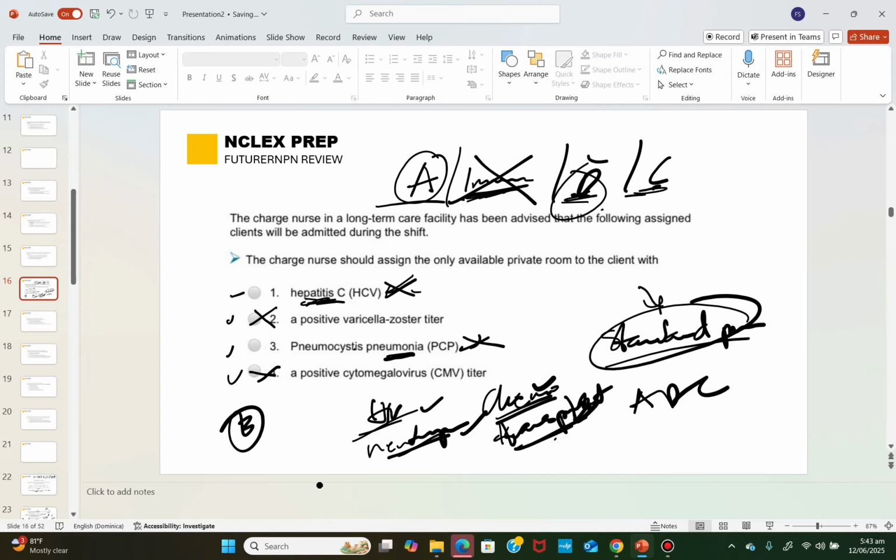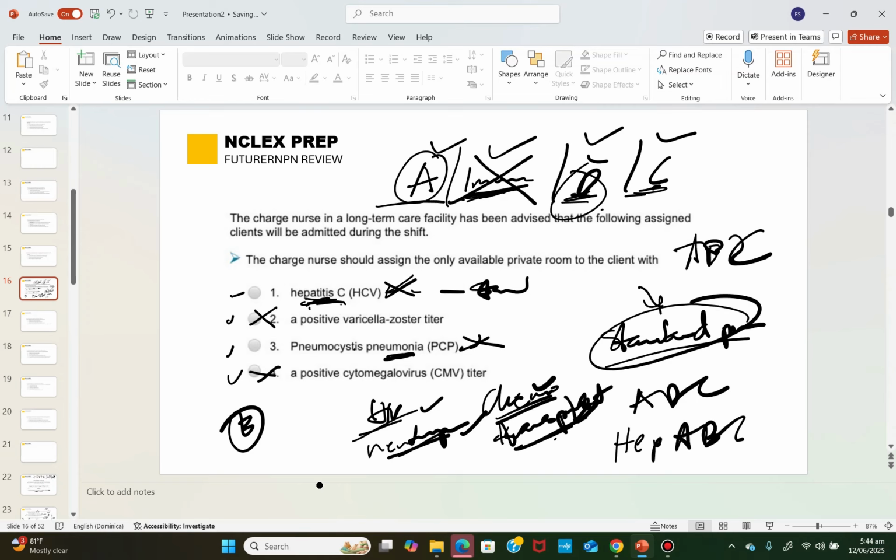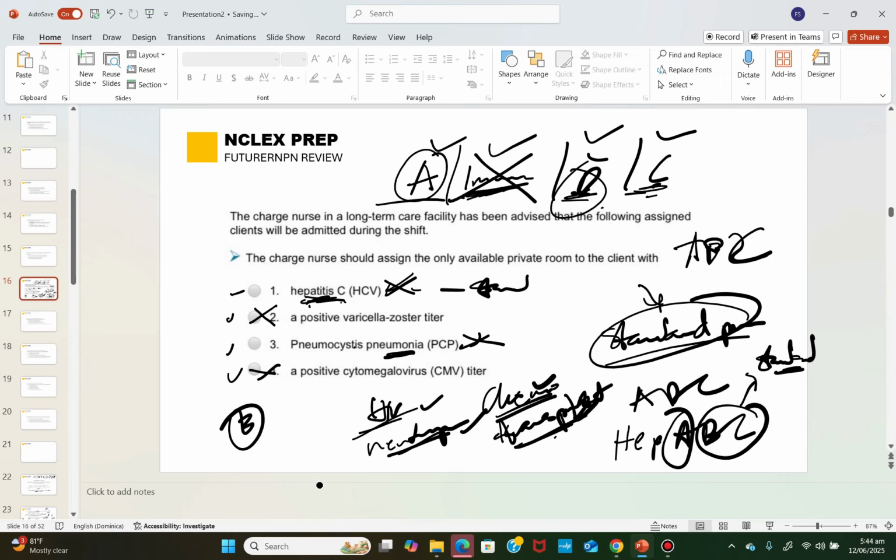What is hepatitis C? Hepatitis C is a standard precaution. Hepatitis C is not related to airborne, immunocompromised, droplet, or contact. We have a top priority on the NCLEX exam, which is hepatitis A, B, and C. B and C are standard precaution. Remember that. B and C are standard precaution. Hepatitis A is contact. Hepatitis A is contact. B and C are standard.